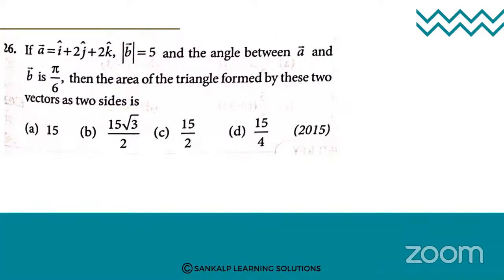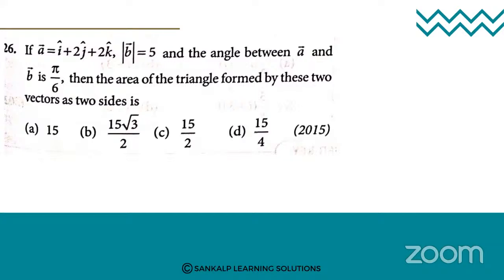The first question is: if vector A equals i cap plus 2j cap plus 2k cap, and mod of vector B equals 5, and the angle between A and B is pi by 6, then the area of the triangle formed by these two vectors as two sides is... So vector A is given to us, the mod of vector B is given, and the angle between them is pi by 6. They are asking what will be the area of the triangle formed.